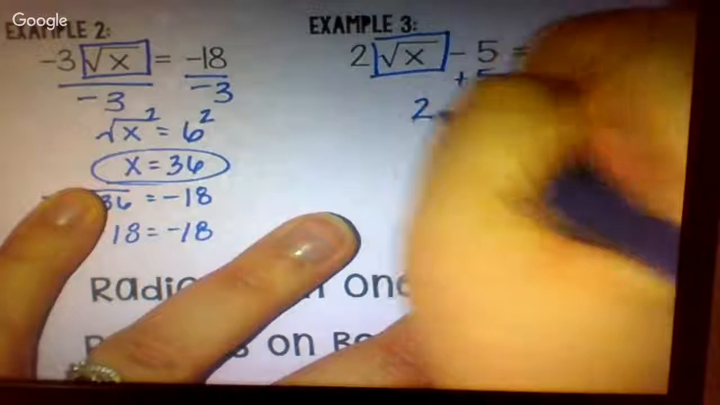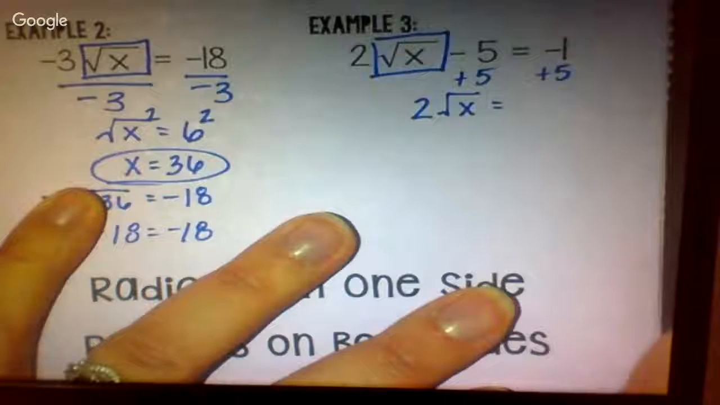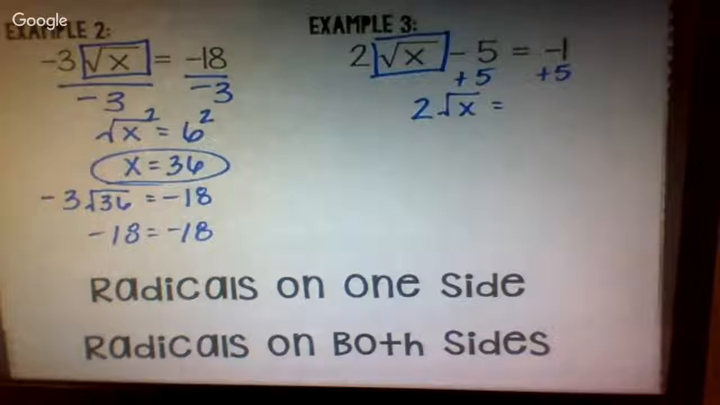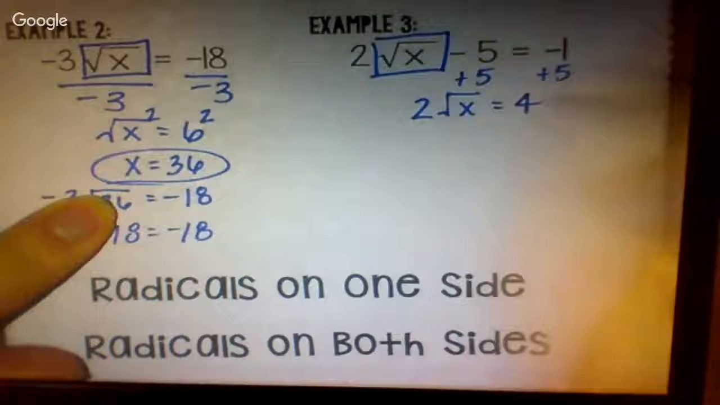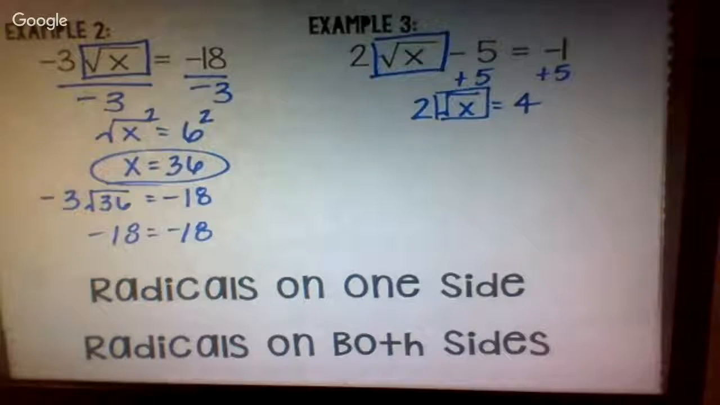So I get 2 square roots of x equals, what's -1 plus 5? 4. Okay, my radical's still not by itself. There's still a 2. How do I get rid of that 2?